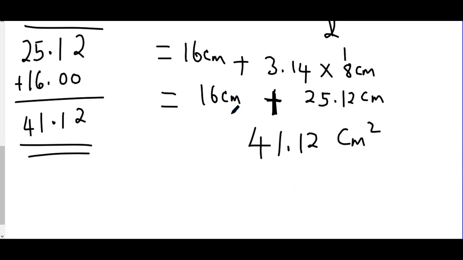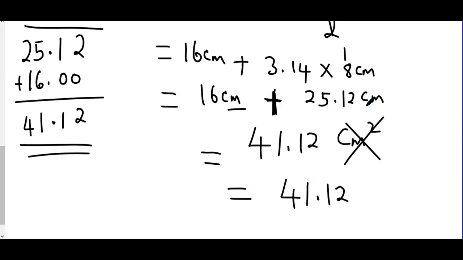If this was multiplication, then centimeter times centimeter, you write centimeter square. Now don't write centimeter square. Instead, you'll be writing 41.12 and just copy 1 centimeter. This is your perimeter. This is the perimeter of the semicircle.